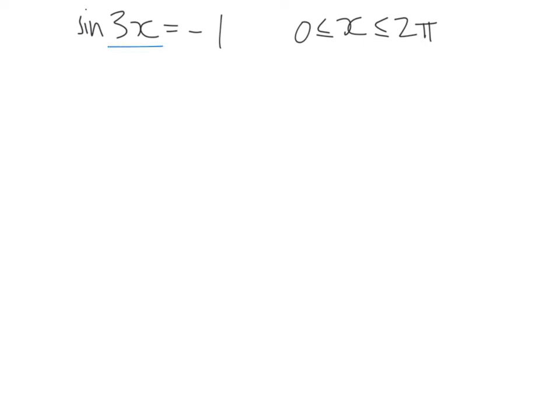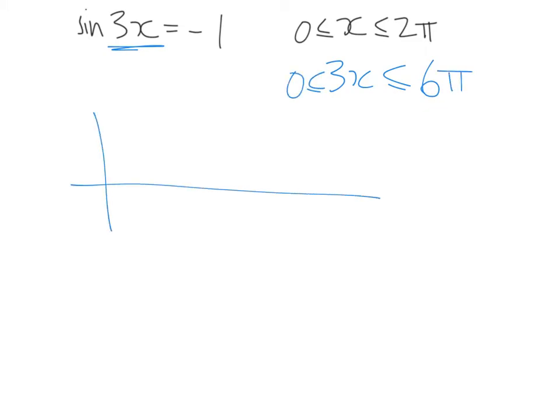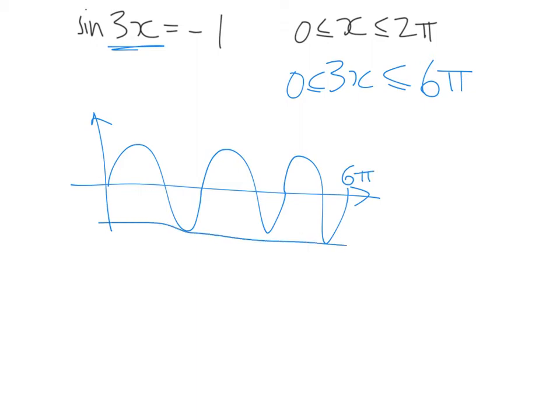For this first one, because of the 3x here, we need to change the range before we do anything. So because x is between 0 and 2 pi, 3x is between 0 and 6 pi. So then we just draw the sine graph. That's 2 pi, that's another 2 pi, that's up to 6 pi. And the output line we want is -1. And then we draw arrows for our solutions, here, here, and here.